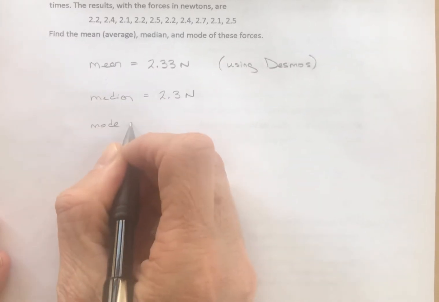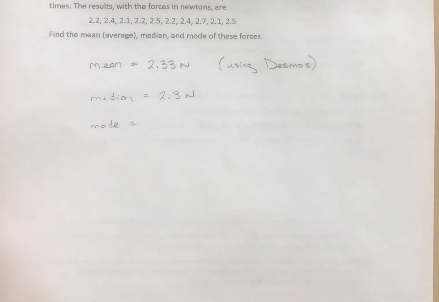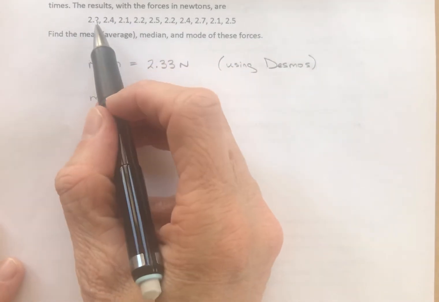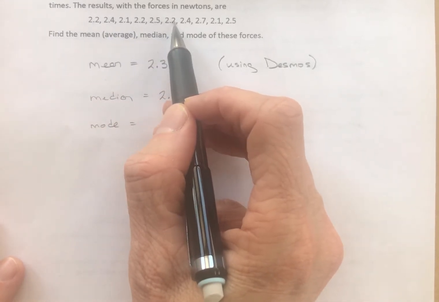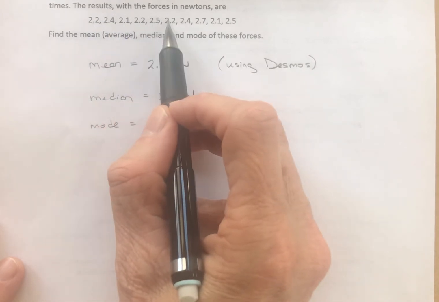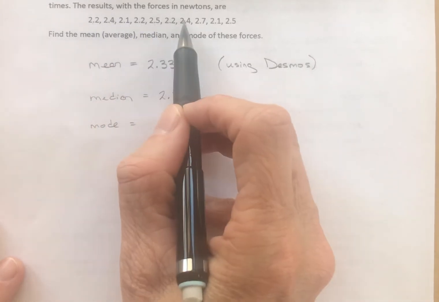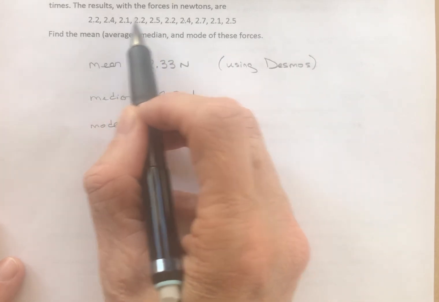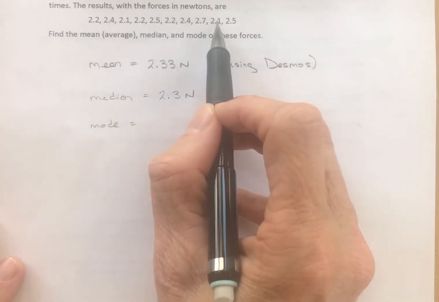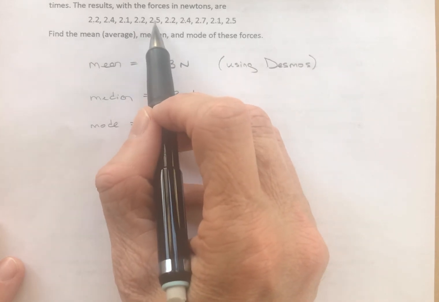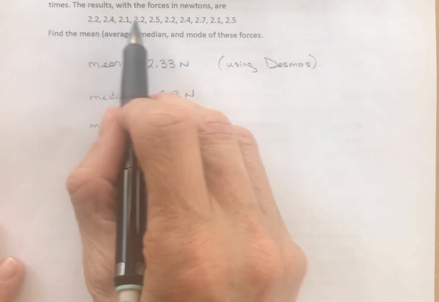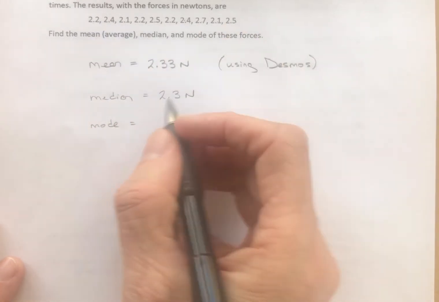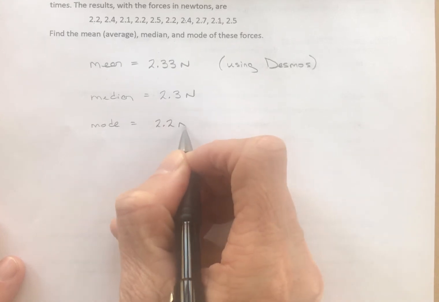And the mode is going to be what number or what numbers appear the most often. So let's see here. I've got 2.2 three times, 2.4 twice, 2.1 once, 2.5 once, and a 2.7 once. So clearly the 2.2, which appears 3 times, is the mode. 2.2 newtons is the mode.